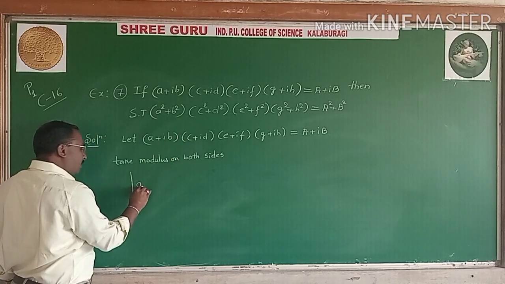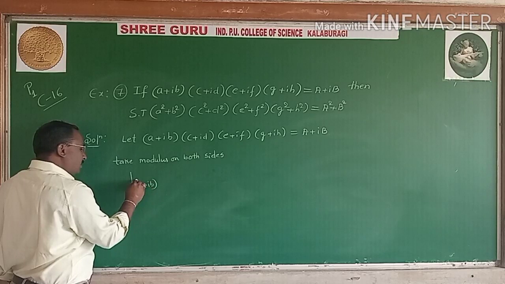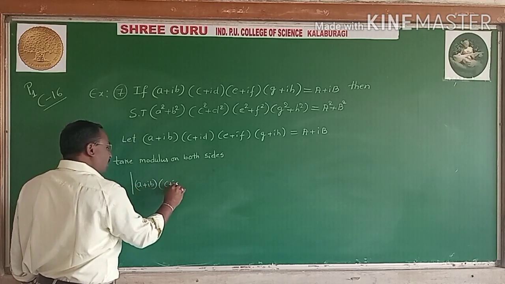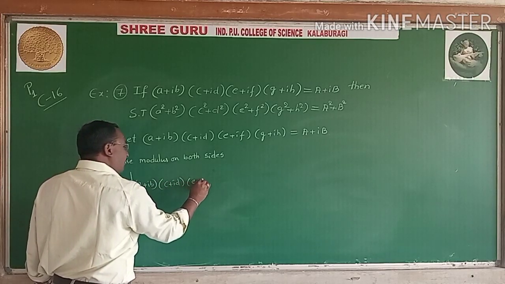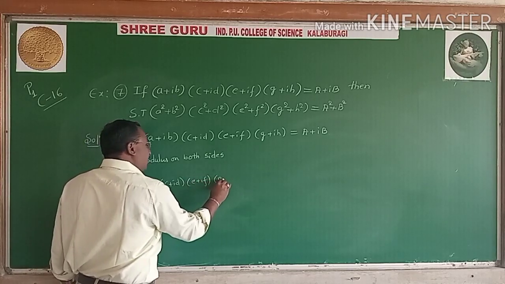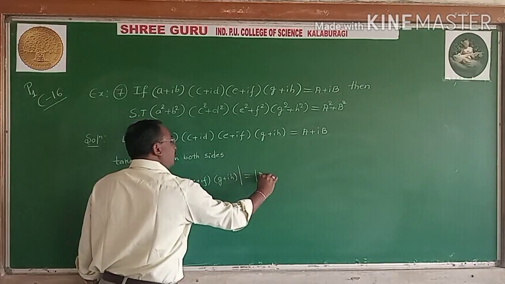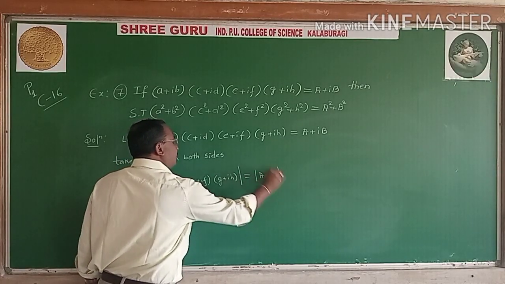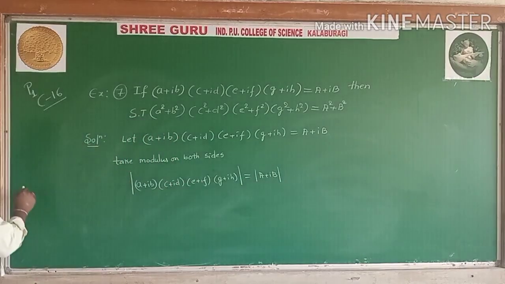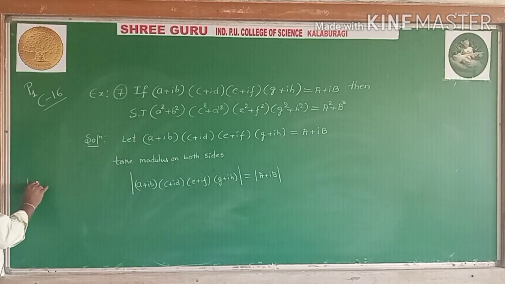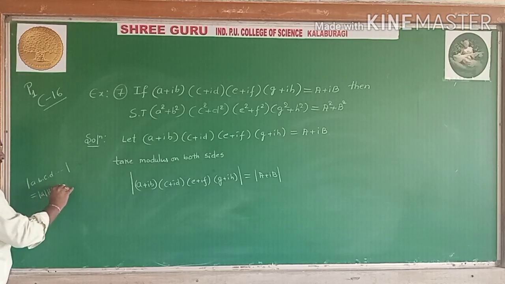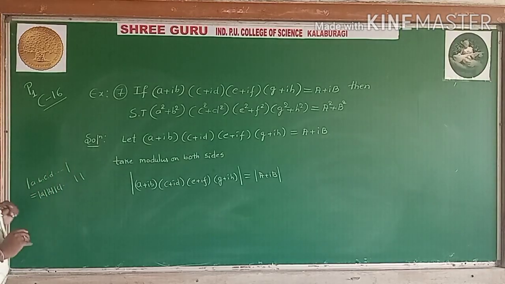Modulus of (a plus ib)(c plus id)(e plus if)(g plus ih) is equal to modulus of a plus ib. Here the modulus of a product can be expressed as modulus of a, modulus of b, modulus of c, modulus of d, and so on. This is the formula.